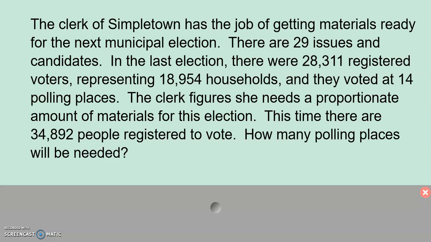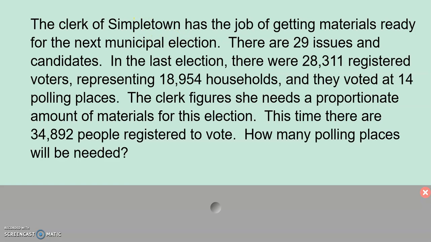So let's take a look at this. The clerk of Simpletown has the job of getting materials ready for the next municipal election. There are 29 issues and candidates. In the last election, there were 28,311 registered voters representing 18,954 households, and they voted at 14 polling places. The clerk figures she needs a proportionate amount of materials for this election. This time, though, there are 34,892 people registered to vote. So how many polling places will be needed?